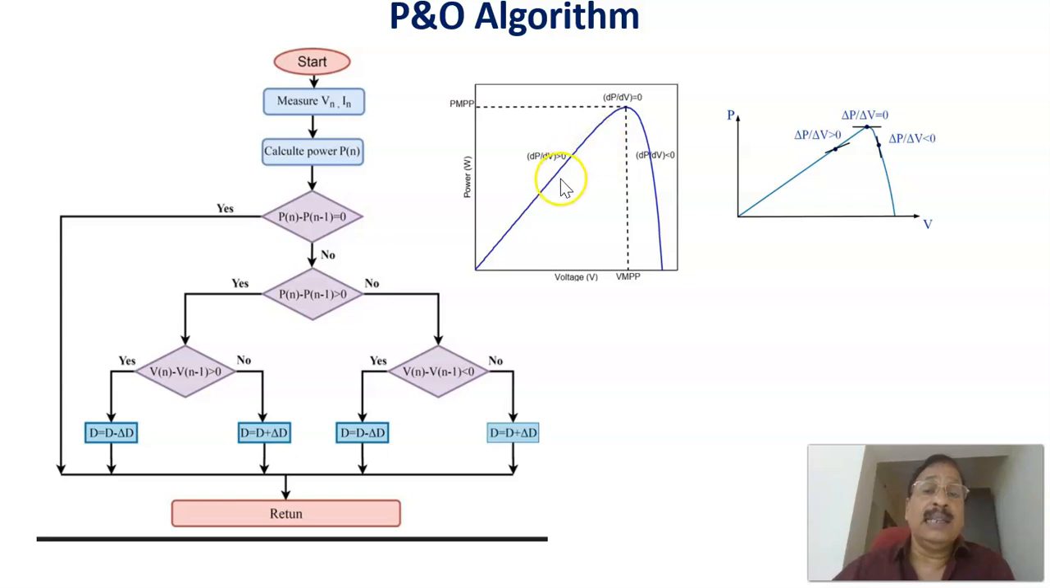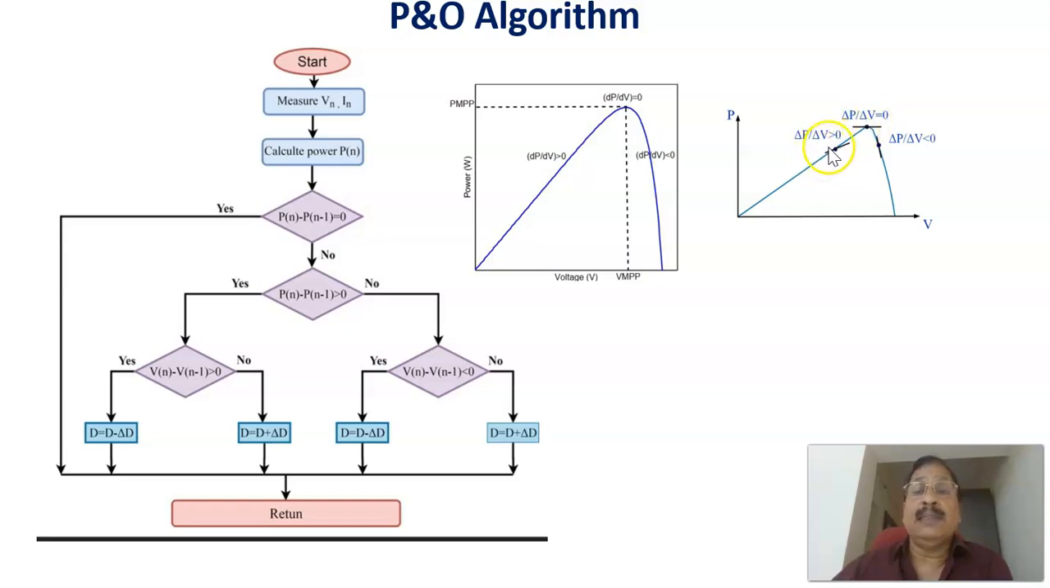Depending on the polarities of delta P and delta V, you bring the voltage in the required direction by changing the duty ratio. If delta P by delta V is negative, then we reduce the voltage by changing the duty ratio and bring the operating point to the maximum power point. Therefore, we watch the change in power delta P as well as the voltage polarity, and decide whether the duty ratio is to be increased or decreased. Finally, it reaches the maximum power point. At the maximum power point, delta P by delta V equals 0.